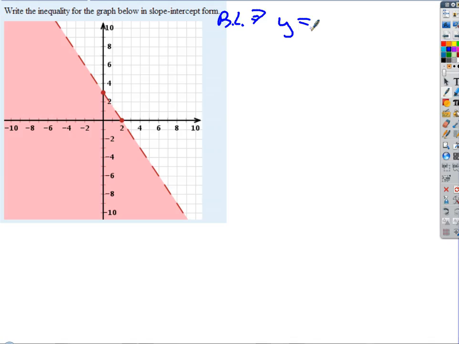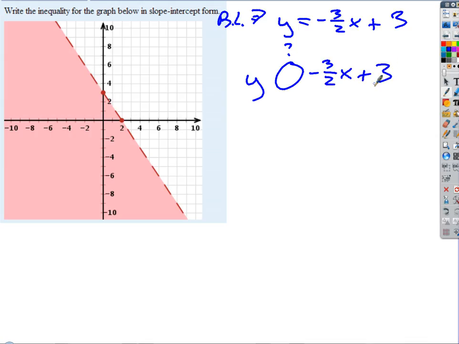What's the slope here? Negative 3/2. Everybody agree? So negative 3/2 x plus, I think it's actually 3, plus 3. Okay, so that's the equation, but we don't want the equation. We want the inequality, right? So we need to replace this equal sign with the appropriate inequality. We've essentially got to fill in the blanks here. We know it's going to look like y something negative 3/2 x plus 3.